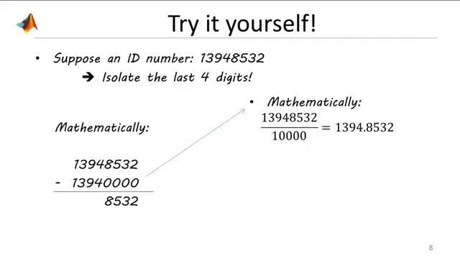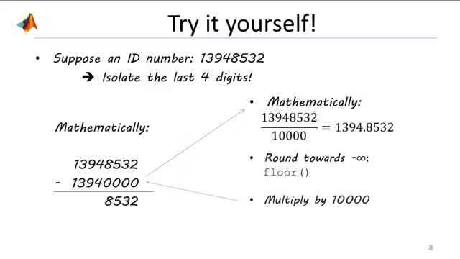Well, it's again just math. We divide by 10,000 so we can move the decimal period all the way up to the last digit we want. And then we use the floor function. That will give us 1394 only. And if we multiply that number by 10,000, then we're back to the middle number. Try to code that. Give yourself some kind of practice to understand those rounding functions.